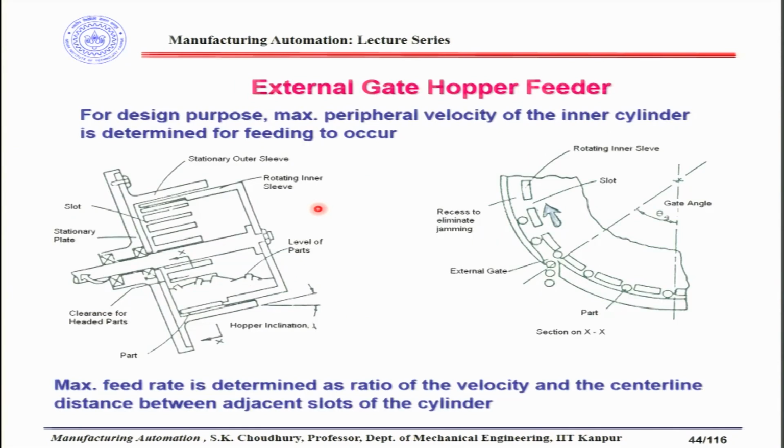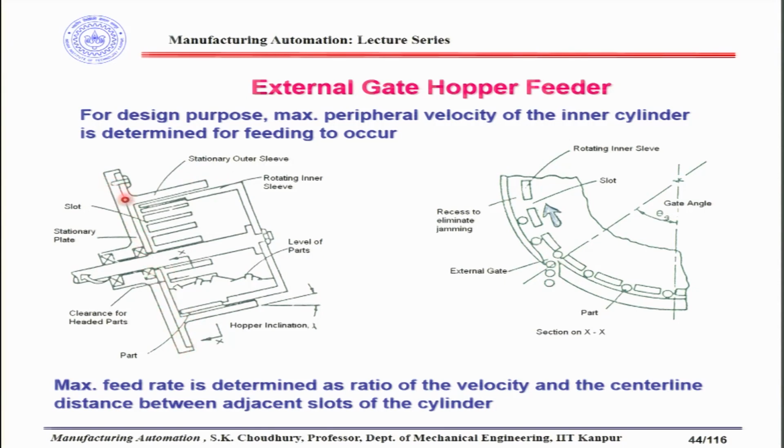This is a new kind of hopper feeder which is different from the others that we have discussed. This is called the external gate hopper feeder, and as the name says, there is an external gate through which the parts will be falling. So the design of this feeder is quite simple.